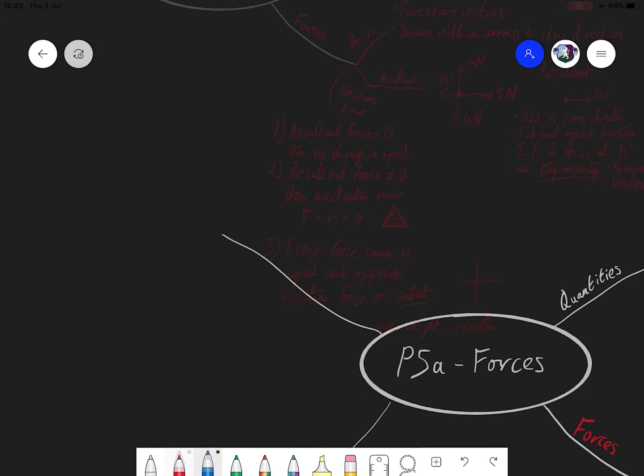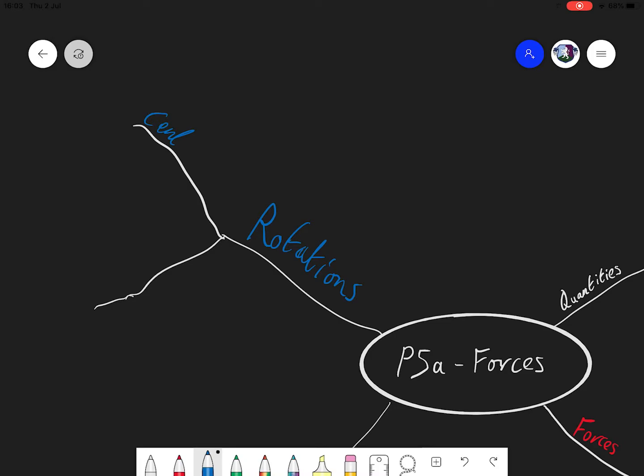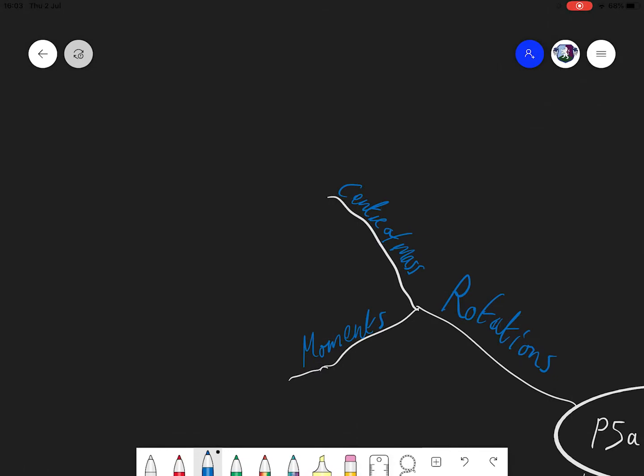Now for the next strand, we are going to start looking at things that cause rotation or rotational motion. This is split into two sections really, the first being center of mass. Center of mass defines what happens here, whereas moments are the rotational motions themselves.